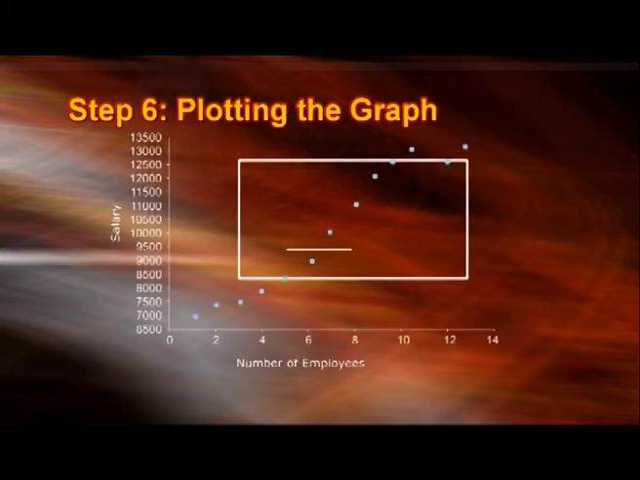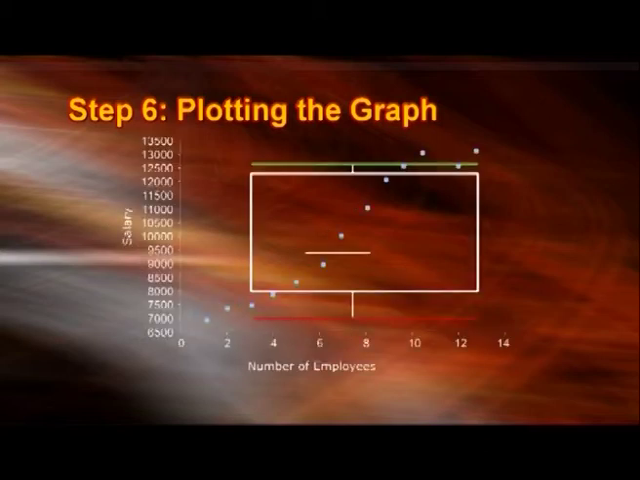Next, we draw a box by connecting the vertical lines drawn through the lower quartile, median and the upper quartile. Next, we draw the whiskers from the extremes 7,000 and 12,900 to the box.